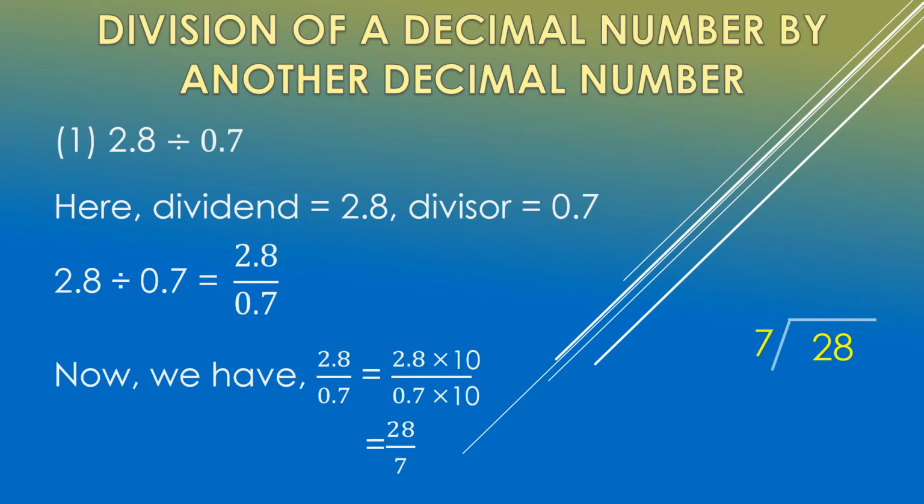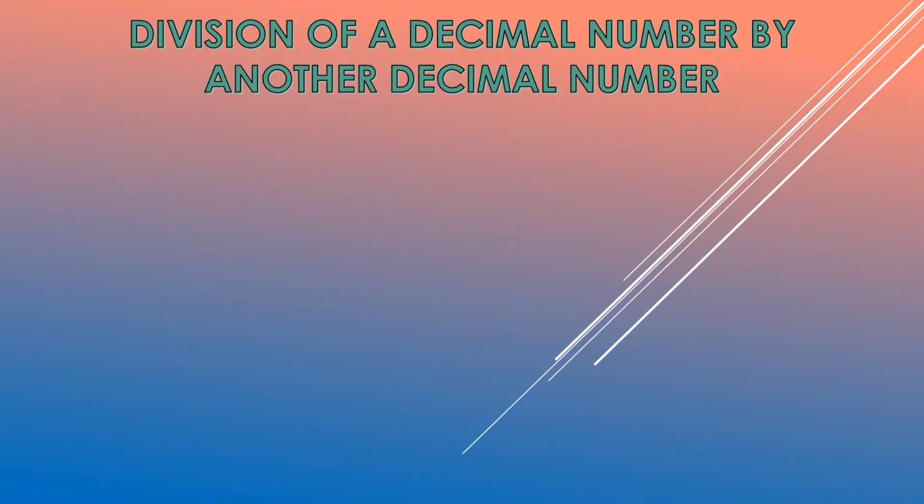Now divide 28 by 7. How many times? 4 times. So write 4 in quotient above the line and subtract 28 minus 28. We get 0 as remainder. So the quotient is equal to 4. Let us solve one more question.